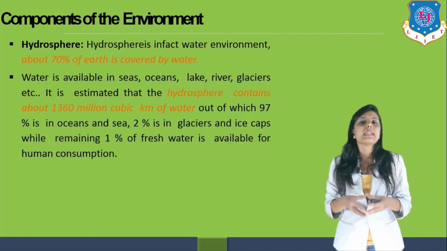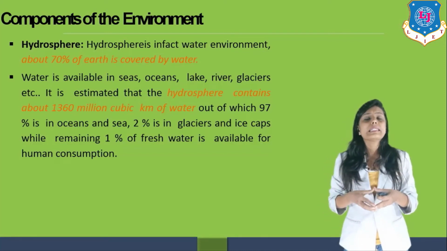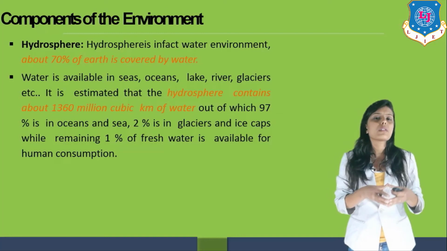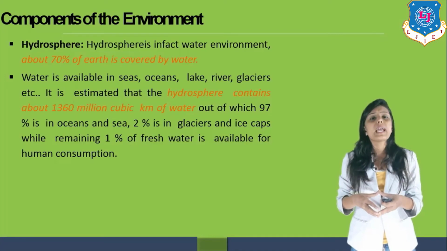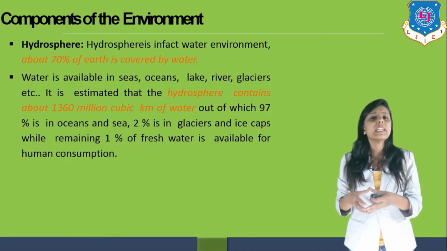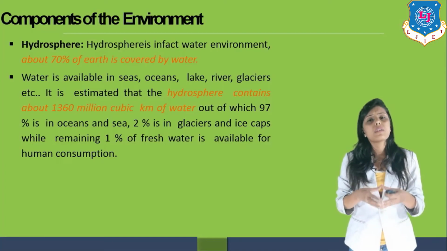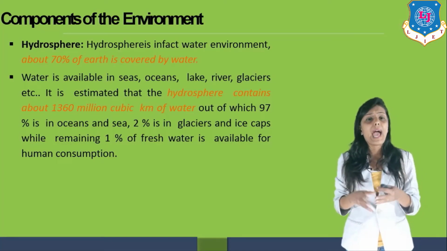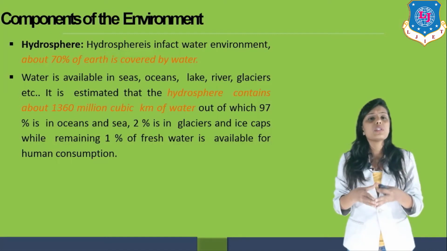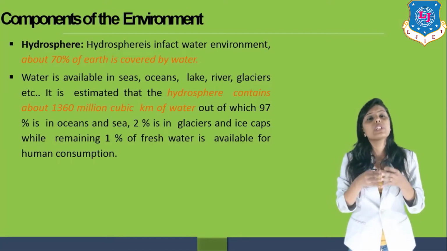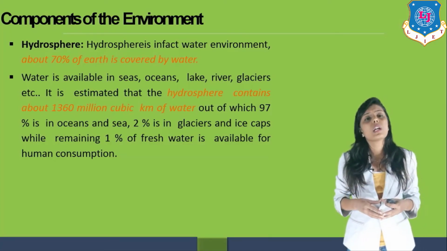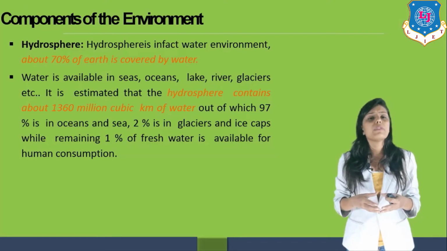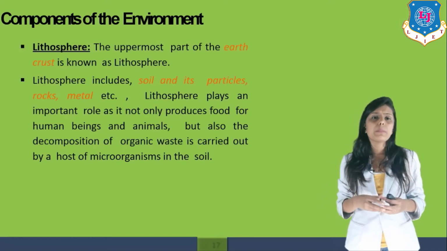It is estimated that the hydrosphere contains about 1360 million cubic kilometers of water, out of which 97% is ocean and sea and 2% is glaciers and ice caps, while the remaining 1% of fresh water is available for human consumption. So we only have 1% of water which we can drink or utilize for drinking purposes. Even though the earth is surrounded by so much water, we only have 1% to consume.